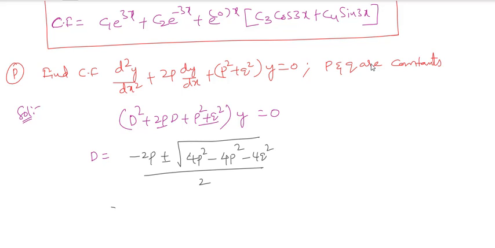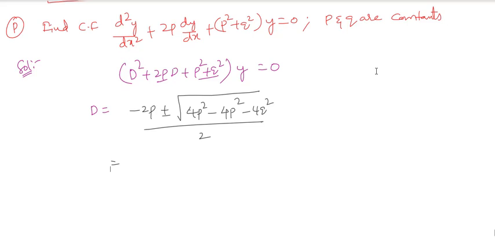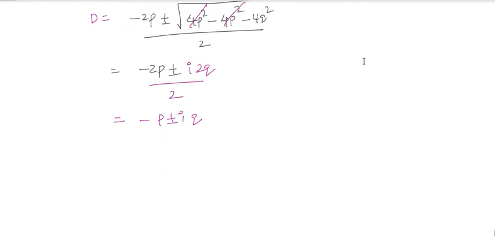Then this I can represent as follows. Check it out here. Minus 2p plus or minus, these two will get cancelled, 4p square minus 4p square minus 4q square. This I can represent as i into 2q divided by 2. So now the 2 will get cancelled. Minus p plus or minus iq will be there. So this is the root. It's a complex root.